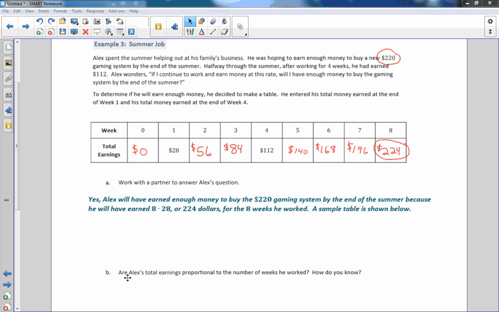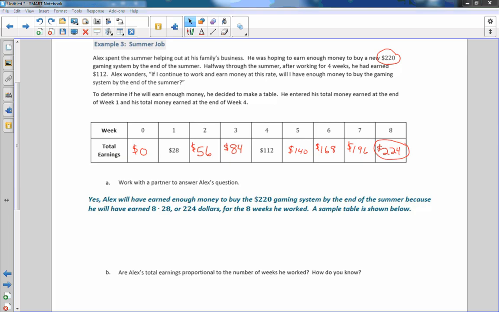Okay, B, are Alex's total earnings proportional to the number of weeks you work, and how do you know? Okay, well, they are. We already determined that because it's adding 28 every time. Or 1 times 28, 2 times 28, 3 times 28. So it's proportional because there is a constant value to which we multiply each number.